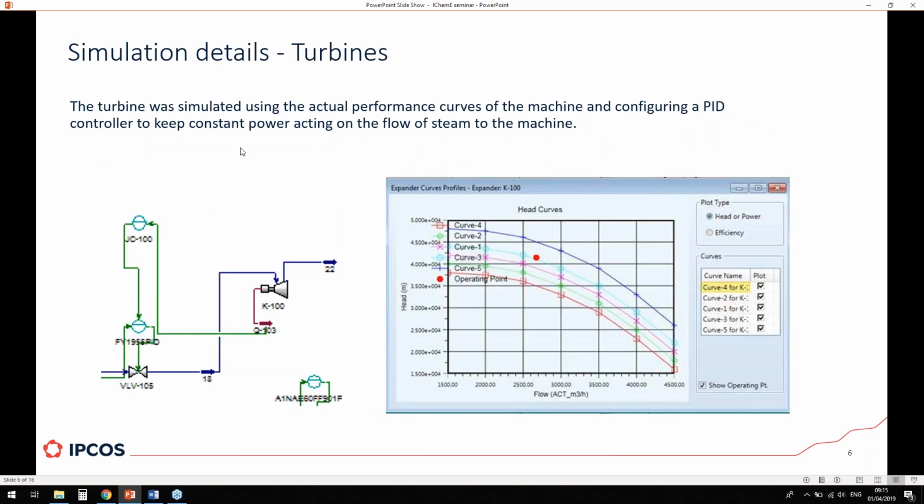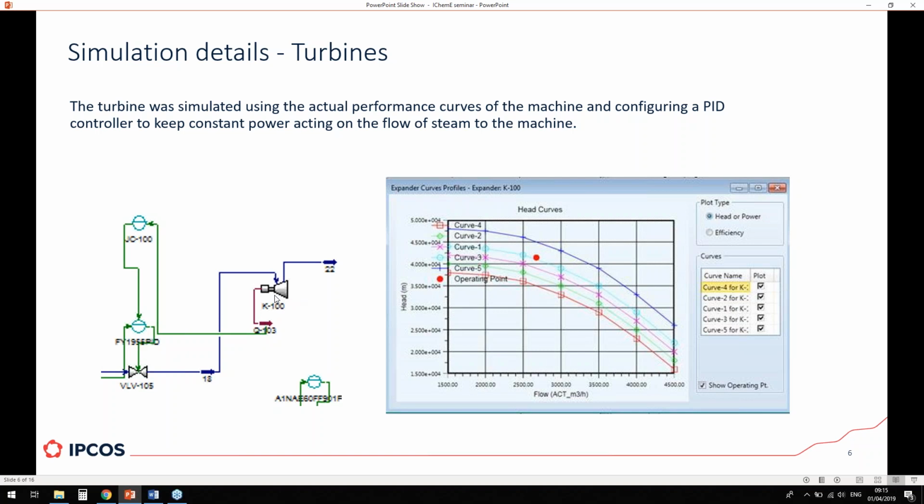So the turbine was simulated using actual performance curves of the machine. And as is the case there, that turbine has attached to it a governor that keeps the power of the machine constant. So that's exactly what we did in this case. We did a special PID loop that basically was acting on the steam to keep the power coming out of the machine constant. Why did we want to do that?